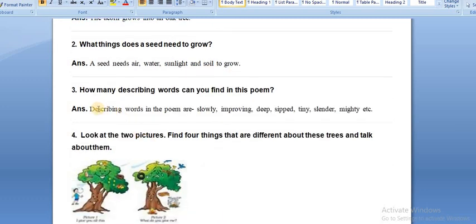The next question. How many describing words can you find in this poem? We have already learned this poem, right? So you have to find the describing words given in the poem. The describing words in the poem are slowly, improving, deep, sick, tiny, slender, mighty. Describing words means words that describe something. So you can write this answer.